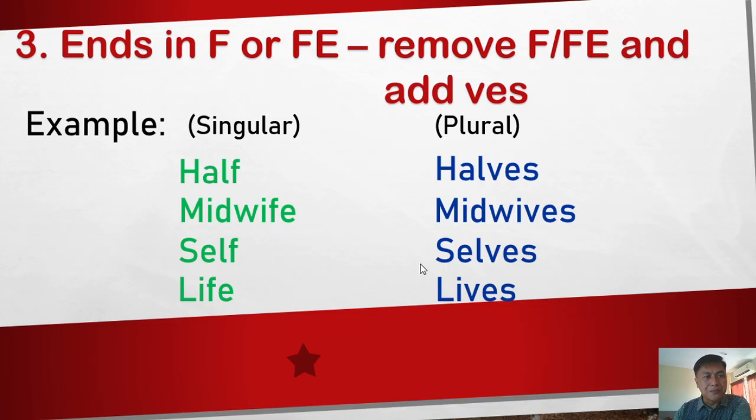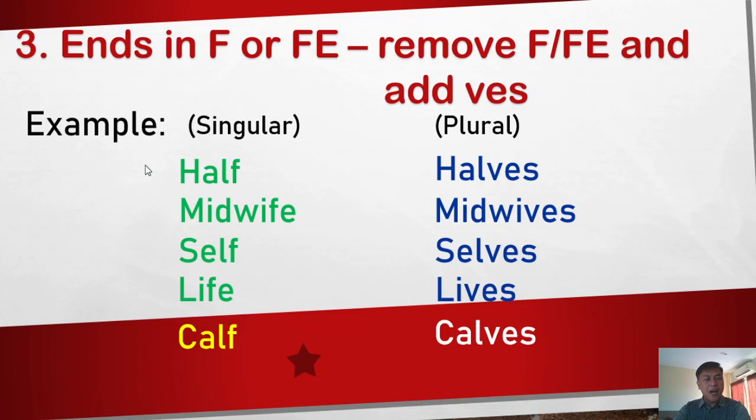Number three, and now the last example is calf. Again, the word ends with the letter f. So remove the f and add ves. That becomes calves. Calf, calves.